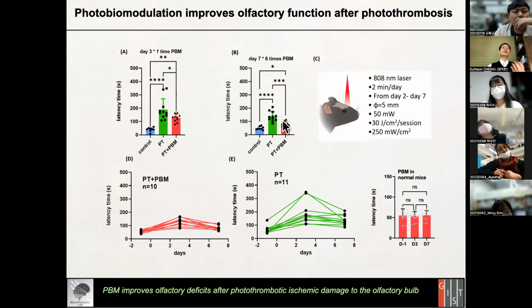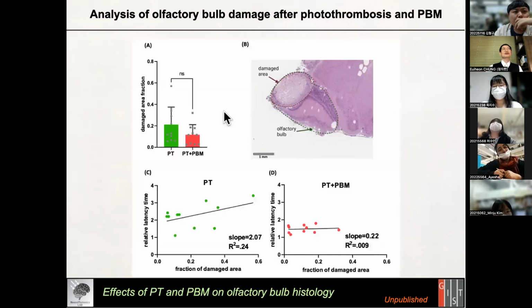And then the question is, what makes this possible? So for that, we start to analyze the olfactory bulb damage by taking out the olfactory bulb and finding out the damaged area. We look at the olfactory bulb damage area fraction. So we compare the baseline photothrombosis versus treatment effect by comparing those fractions of damage. And we realize maybe there's some trend, but it isn't significantly different.